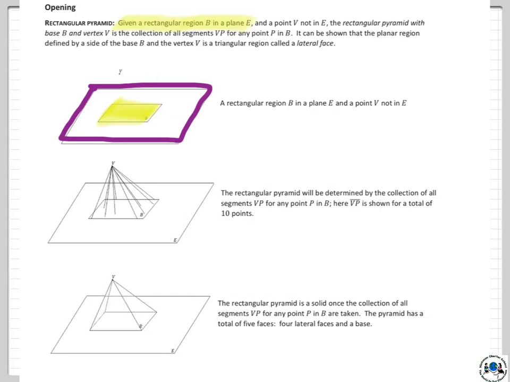It can be shown that the planar region defined by a side of the base B and the vertex V is a triangular region called a lateral face.